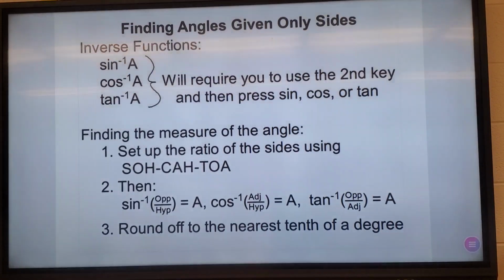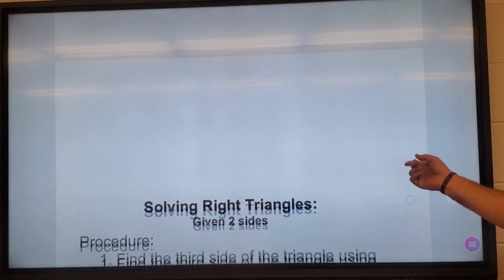Again, when you plug these into a calculator, depending on the calculator that you're using, the buttons that you hit and the sequence in which you hit them will be different. So you will have to reach out to me or find me in class to figure out how to operate your calculator specifically.